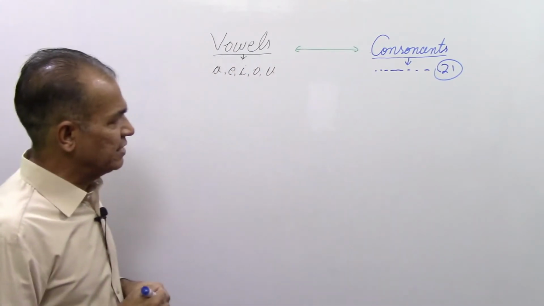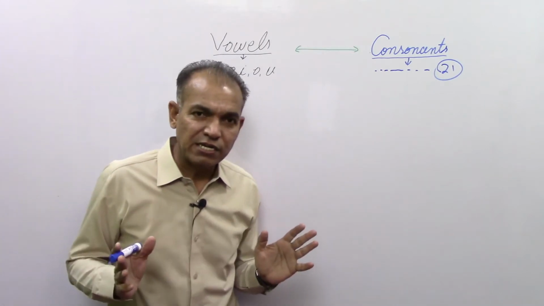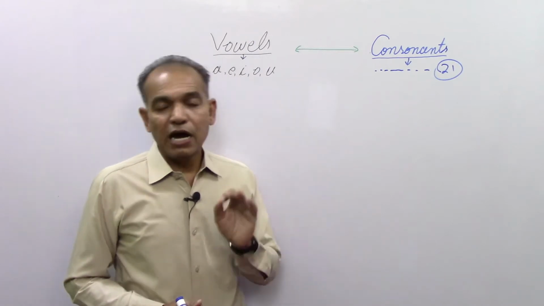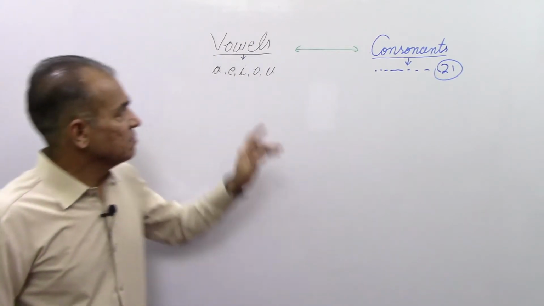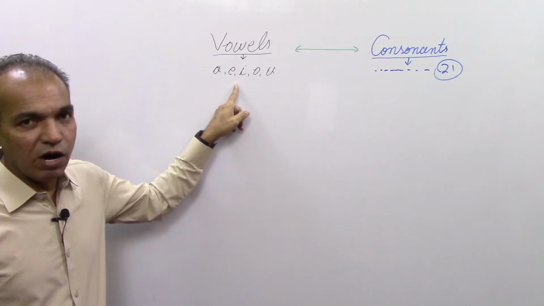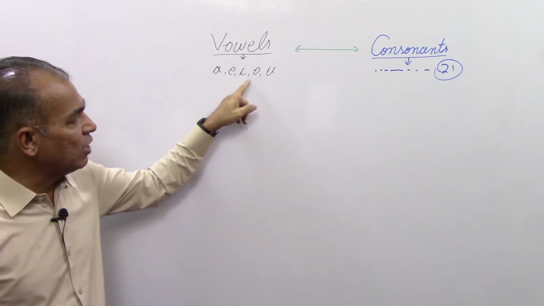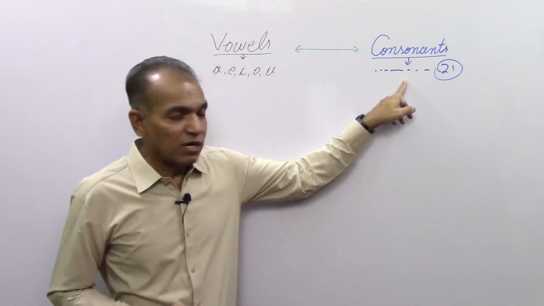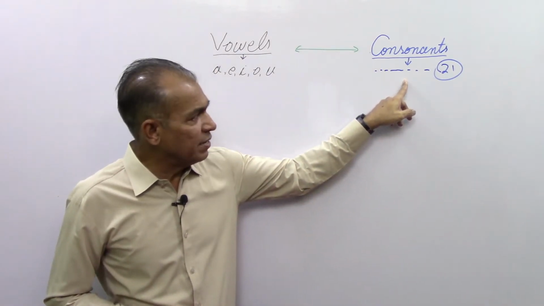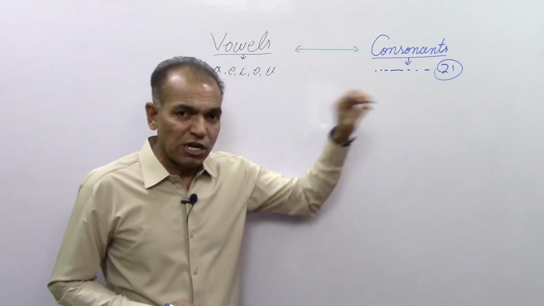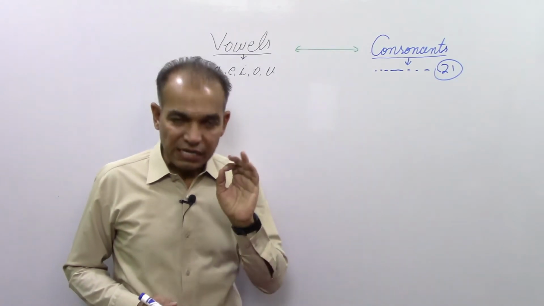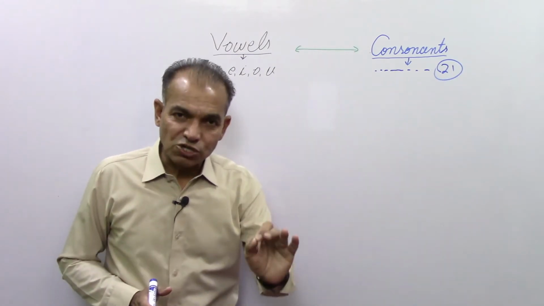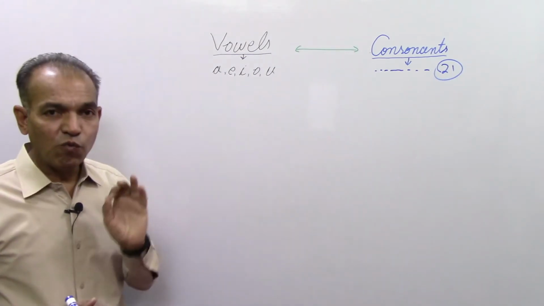The first thing is very easy. You know that there are 26 letters in English. You must have studied this in your schools, 26 letters. And out of those 26 letters, 5 letters are called vowels, A, E, I, O, U. These 5 letters are called vowels, and the rest of the 21 letters, we are not writing them here just to save time, are called consonants. This is the first thing: 21 letters are consonants, and these 5 letters are vowels.